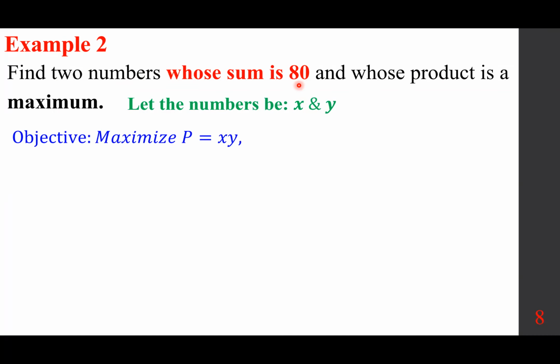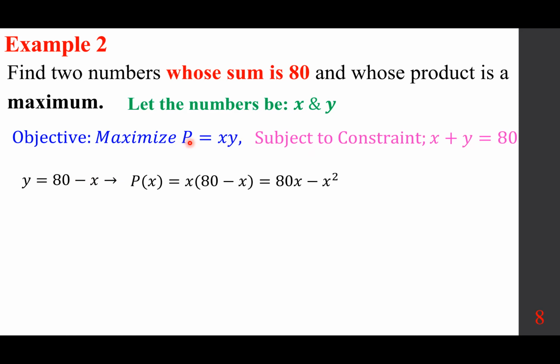What is the limiting factor? What is the constraint? The sum must be 80. So X and Y, they add up to 80. That is the constraint. When we look at the objective function, it's a function of two variables, namely X and Y. We are going to solve for Y here, which makes it 80 minus X. Replace the Y here with 80 minus X, and the P becomes a function of X.